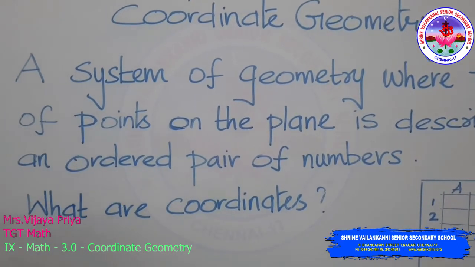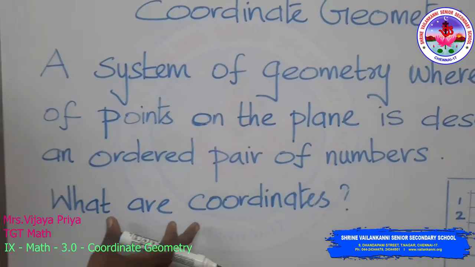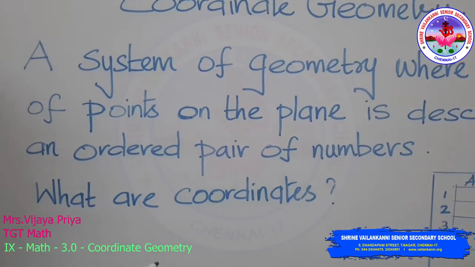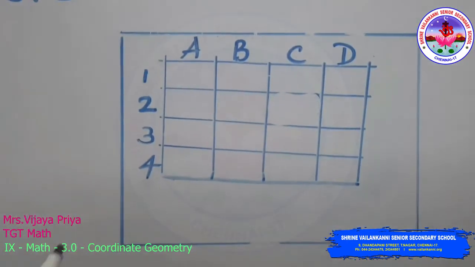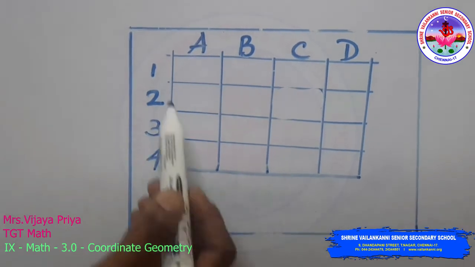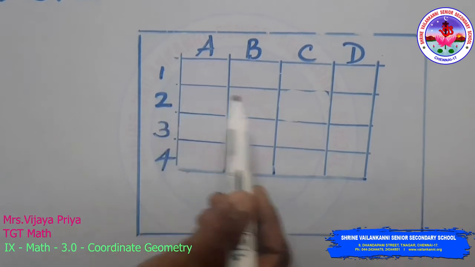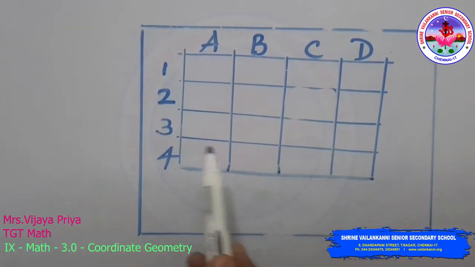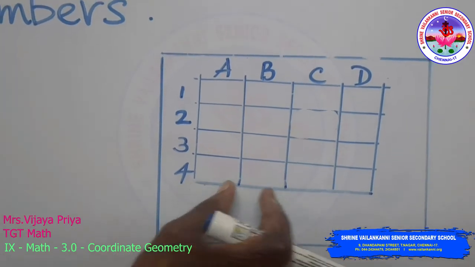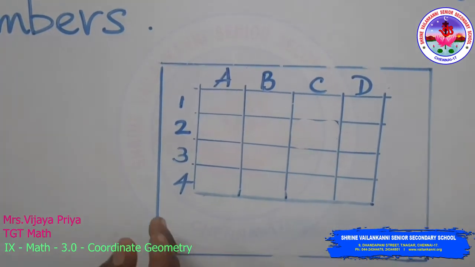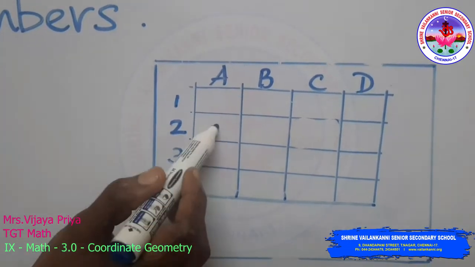What is the meaning of coordinate? What are called coordinates? I will show this by an example. Suppose consider a classroom where the benches are arranged in rows. We have first row, second row, third row and fourth row, where each row is divided for 4 students to sit, one behind each other.